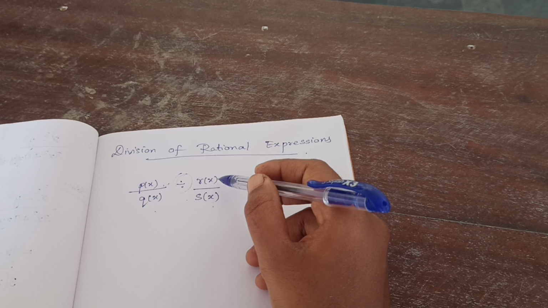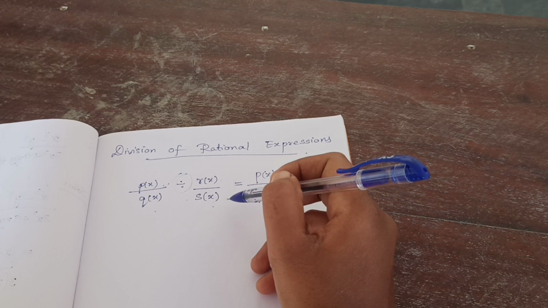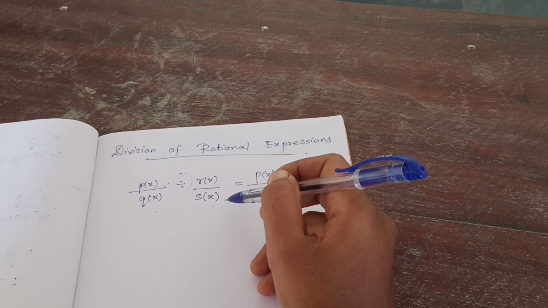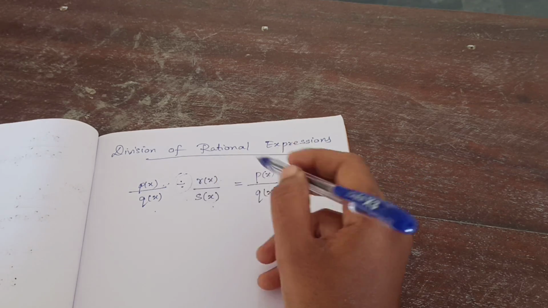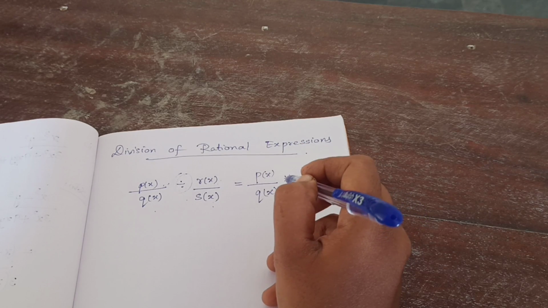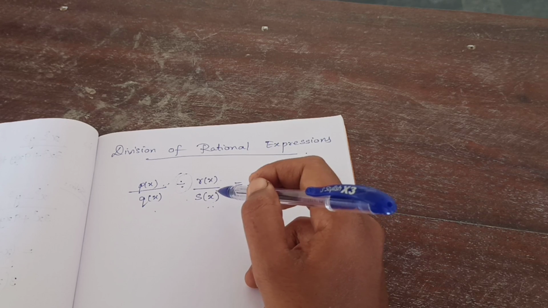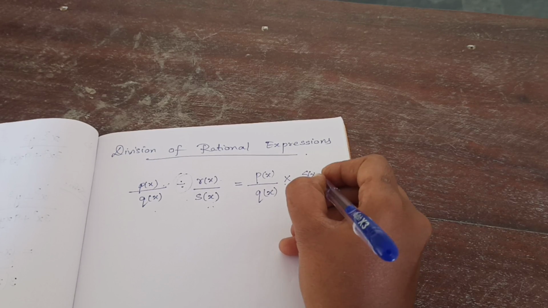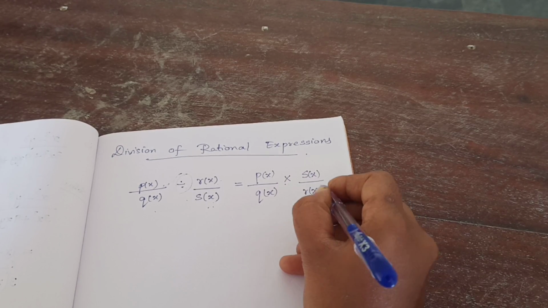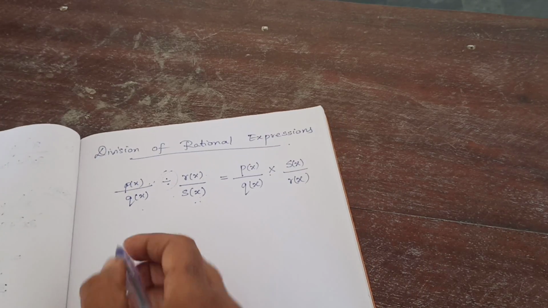What is the reciprocal of r of x by s of x? What is the meaning of reciprocal? Writing the numerator in the place of denominator and denominator in the place of numerator. So you should change the position of this. When we change the sign, division into multiplication, you should change the second term. You want to take the reciprocal of the second term. That means s of x divided by r of x. I am just giving an example, then you will get a better idea.